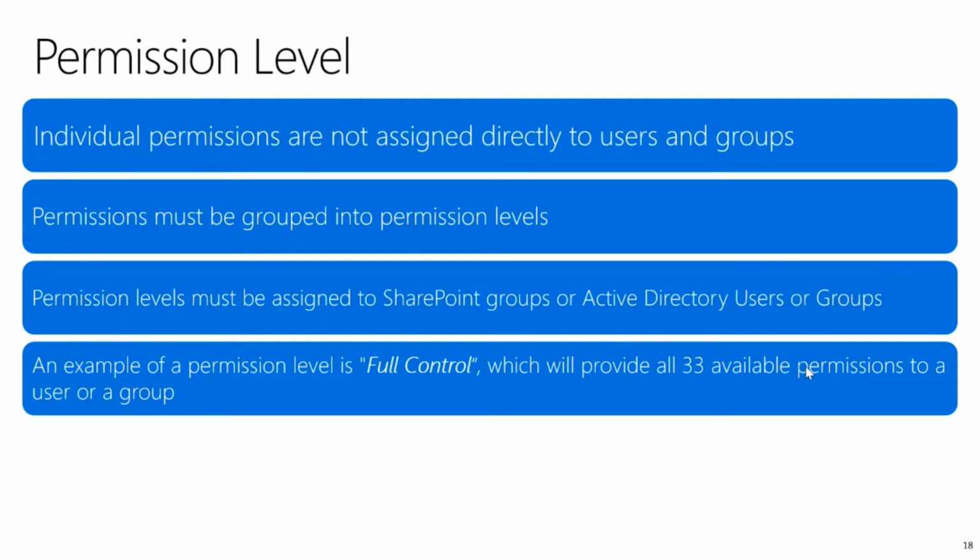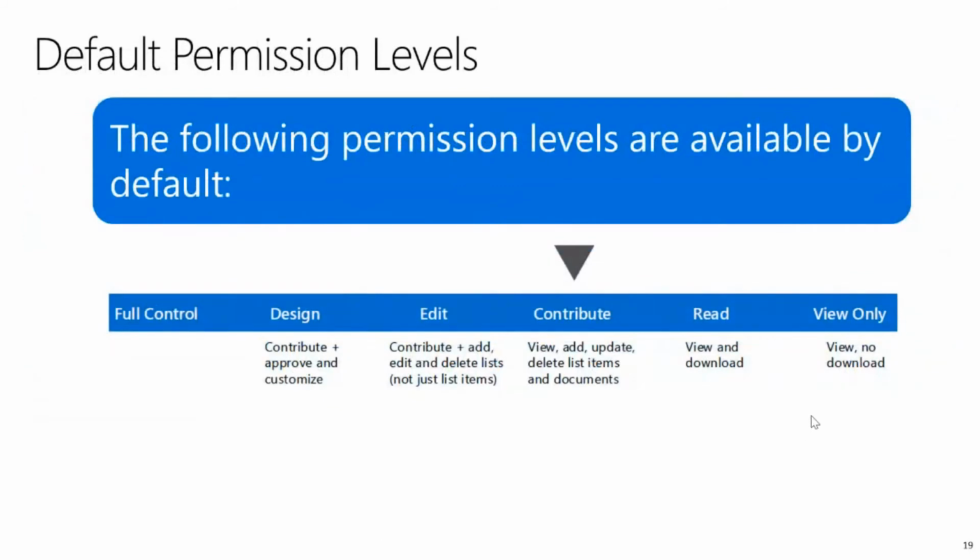levels. Full control permission level is the only permission level that has all the 33 permissions assigned to it. And no other permission level has all the permissions assigned. And that's why site owners can do pretty much everything within that site. All right, so these are the default permission levels that are available in SharePoint Online. So let's start with the read permission level.